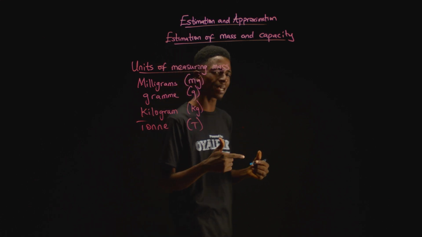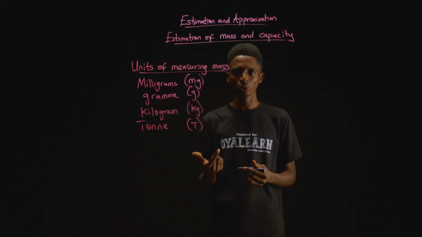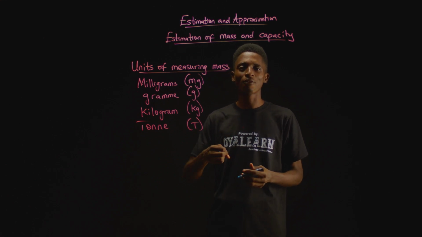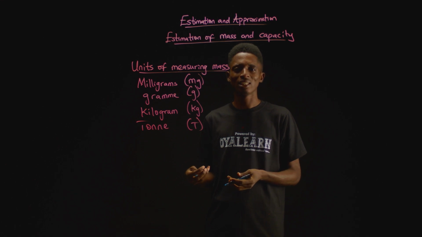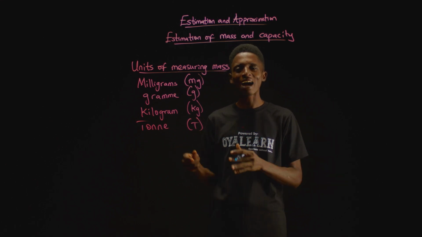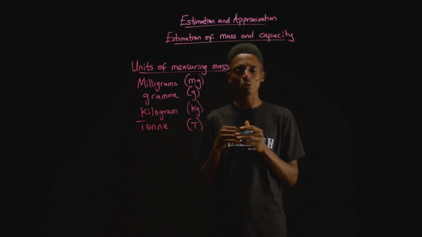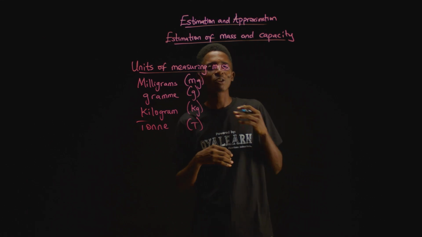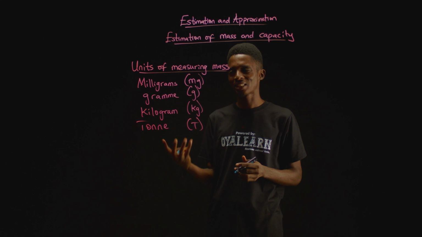Now, to understand capacity, we are looking at the amount of content that a vessel can handle. Take, for example, when you have a cup at home, there's just so much water that that cup can contain compared to when you have a jug or a drum. You see that they have various capacities different from one another. Now, that is what we mean by capacity. Now, in order to estimate the capacity of an object, we compare it with known standards.